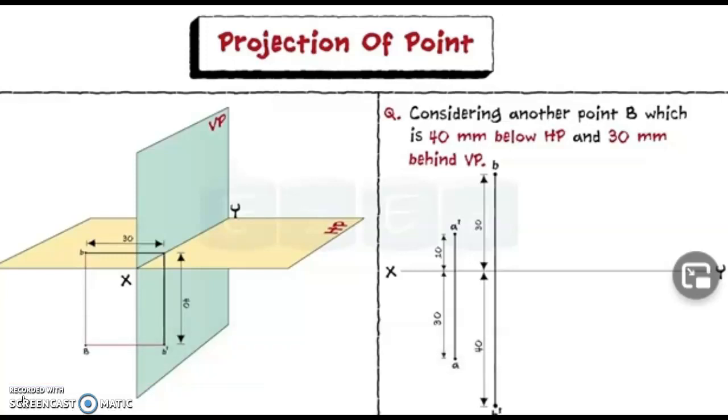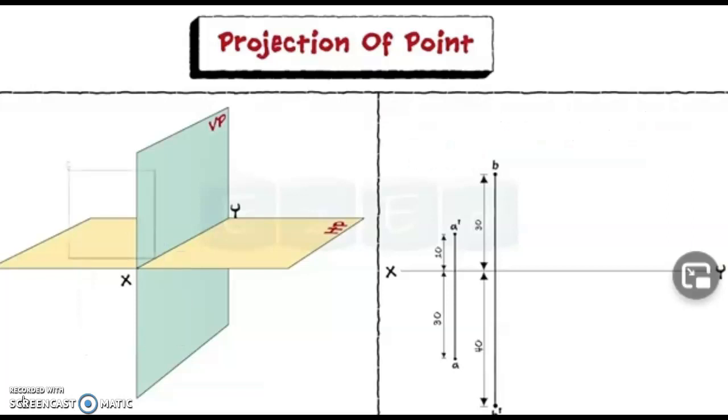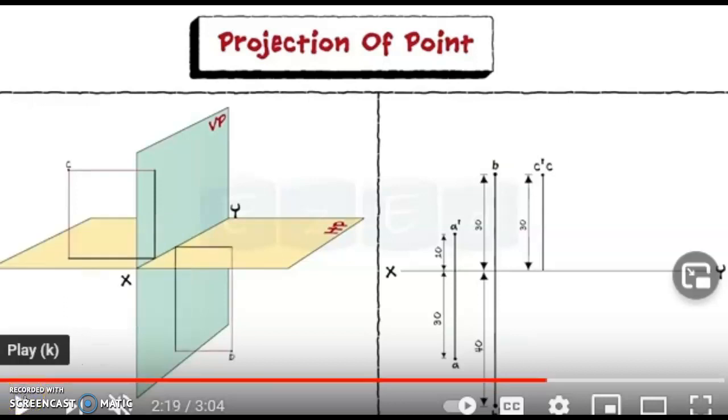Now we can go for another question, that is point C, which is 30 mm behind VP and 30 mm above HP. That means point C is in the second quadrant. In the second quadrant, for the front view we get the point 30 mm above HP. That is, from the XY line we draw the point C dash. That is the front view.